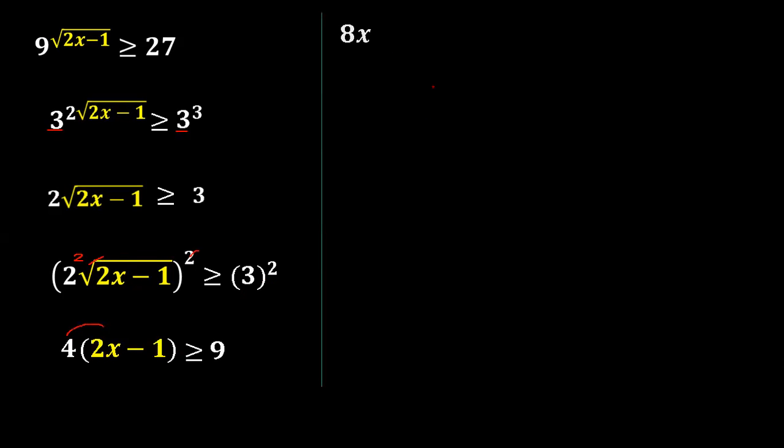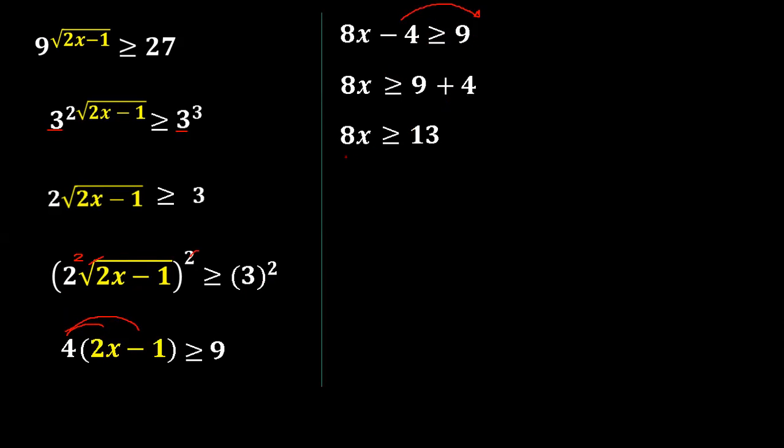4 times 2x is 8x. 4 times negative 1 is negative 4. Greater than or equal to 9. Again, combine negative 4 and 9. Transpose. So 8x is greater than or equal to 9. Negative 4 will become positive 4. That is equal to 13. Divide both sides by 8. So x now is greater than or equal to 13 over 8.